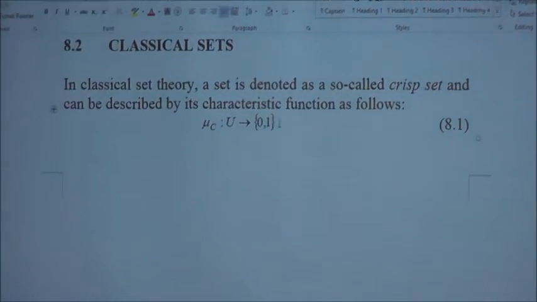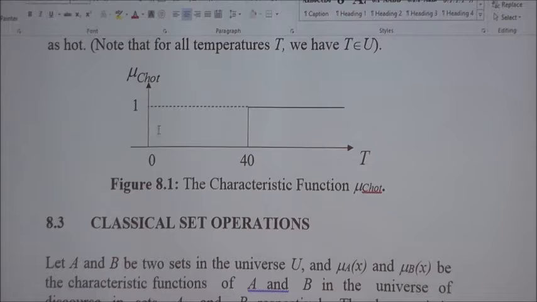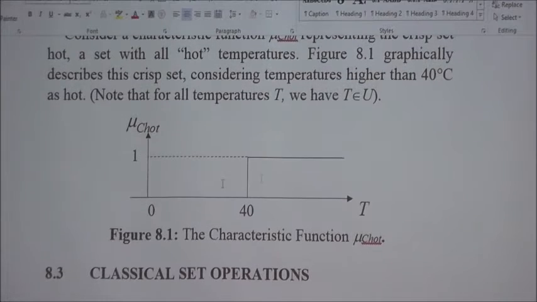Classical set, you have 0 and 1. We know that. Black and white. And pictorially, you have, let's say, temperature. This is a classical set of looking at the hot temperature. If the temperature is 40 or larger, let's say, Celsius, it's hot. And the membership value is 1. If it's below that, it's going to be not hot. Not necessarily cold, but it's not hot.